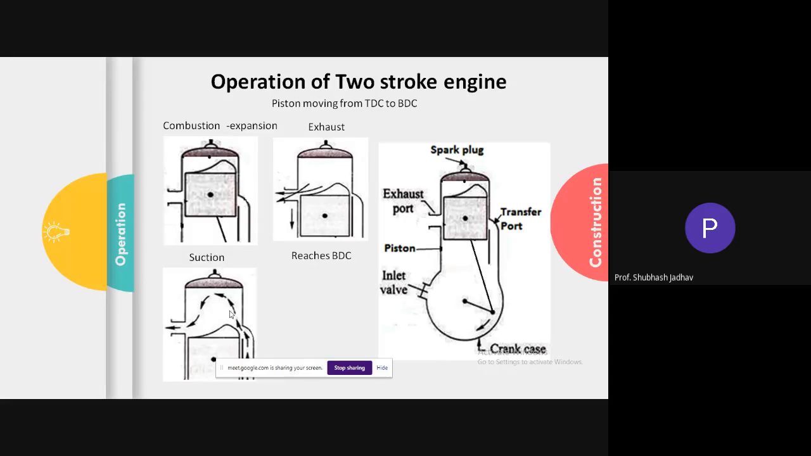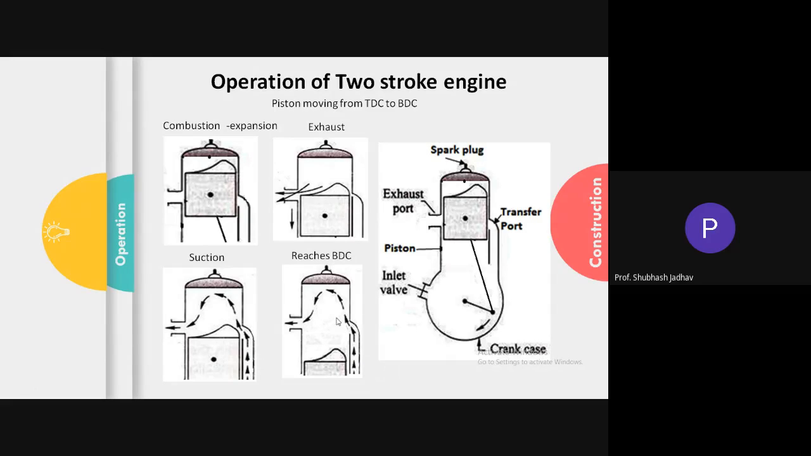So simultaneously, here the exhaust has started, here exhaust is being continued, but suction also has started. So when the suction is happening, air-fuel mixture is coming in, and it is occupying the volume inside the combustion chamber. Okay, now further as it moves, it reaches BDC. So as it moves, it reaches bottom dead center.